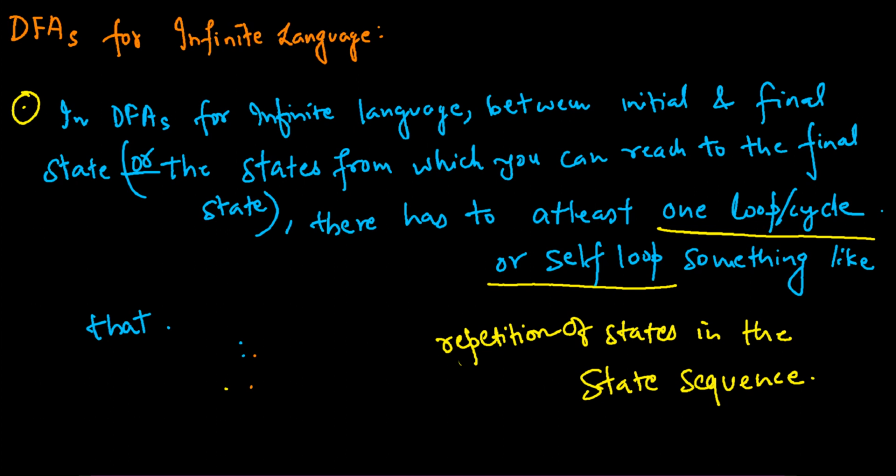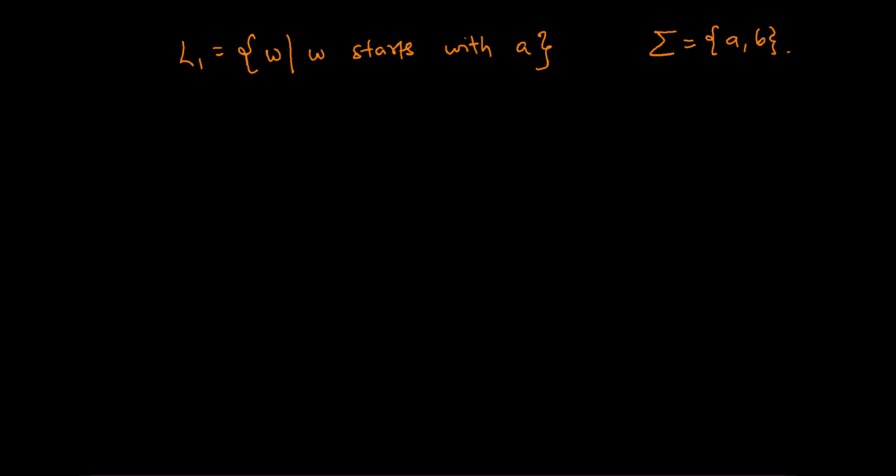In this video and the next video, we will look at examples of DFAs for infinite languages, if DFAs are possible. Let's say the alphabet is A and B. L1 is equal to W such that W starts with A. L2 is equal to W such that W starts with AB.